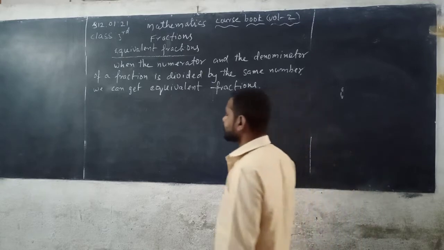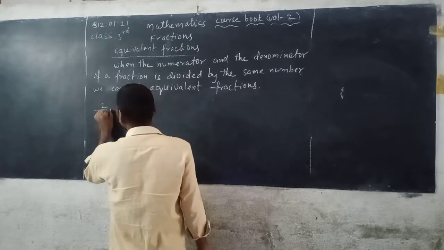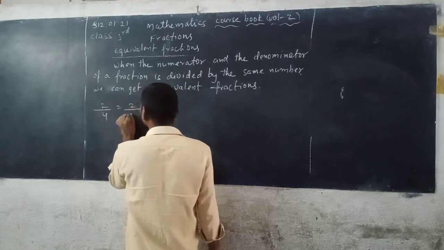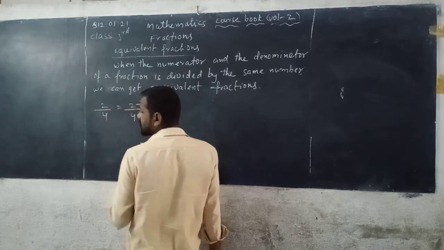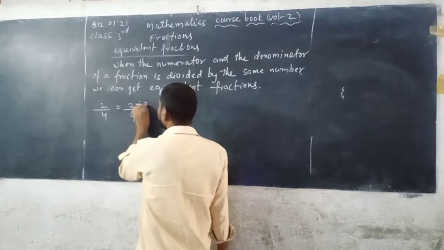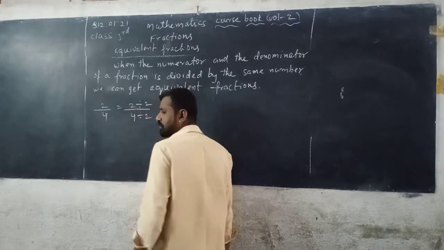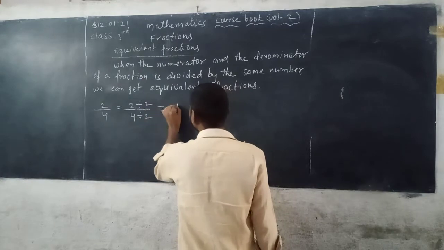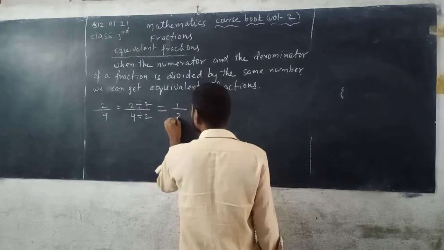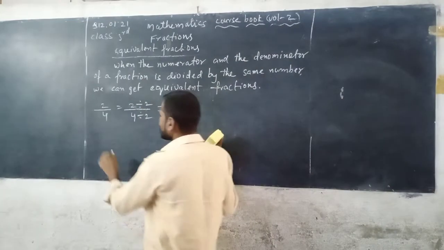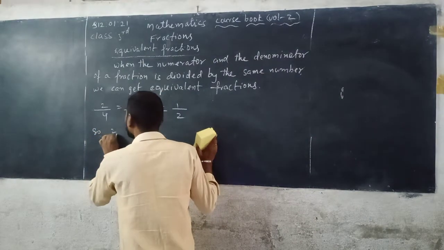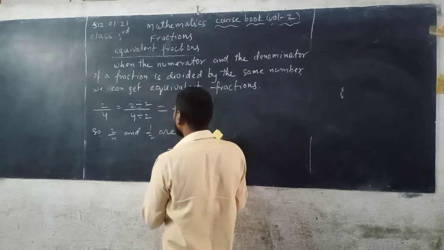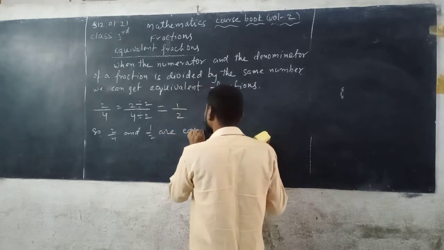See here, 2 by 4. So 2 by 4 is divided by the same number. 2 divided by 2, both numerator and denominator. See here, you can read the 2 table. 2 ones are 2, 2 twos are 4. So 2 by 4 and 1 by 2 are equivalent fractions.